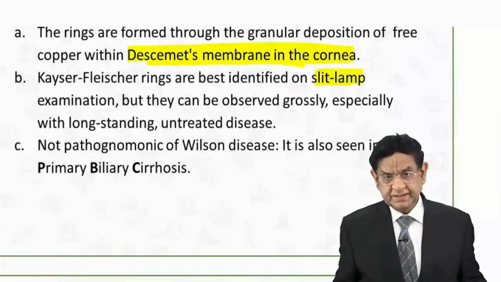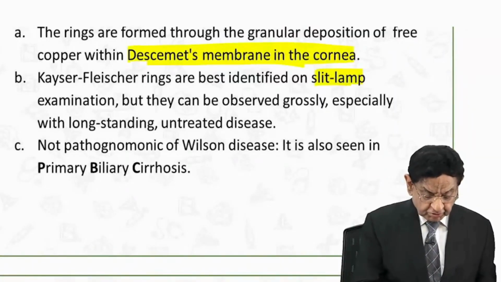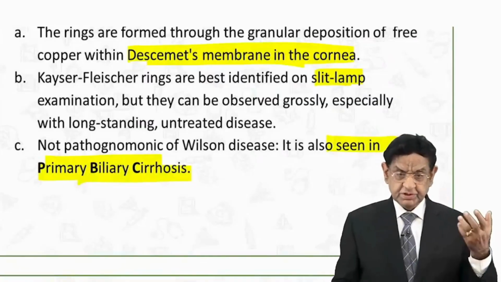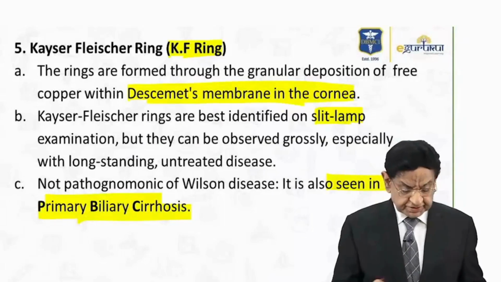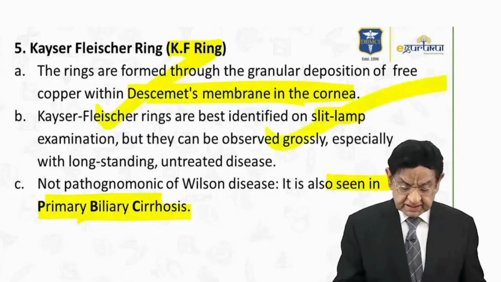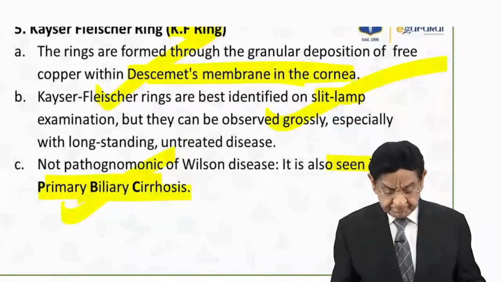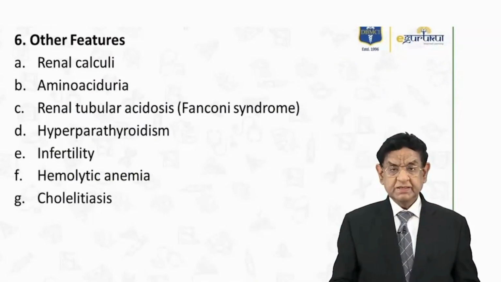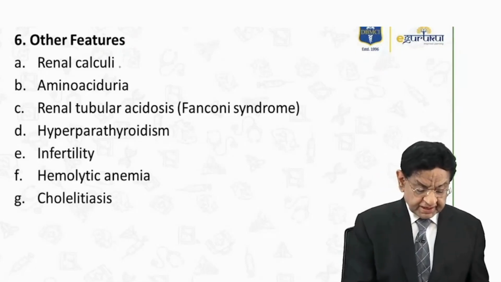Of course, in very advanced cases this can be seen otherwise also, but a better answer is slit lamp examination. But one more thing, it is not pathognomonic only of Wilson. This can be seen in primary biliary cirrhosis also. So as of now, there are three keywords to be remembered. The first keyword is Descemet membrane of the cornea. Second keyword is slit lamp examination. And third is also seen in primary biliary cirrhosis.